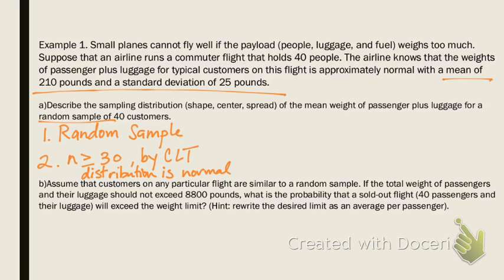Then I want to find the center and the spread. So my mean of x bar is what? 210. And my standard deviation? What's the formula? Oh. 25 over the square root of 40. Good. So somebody put that in their calculator and tell me what you get. 3.95. I like that.